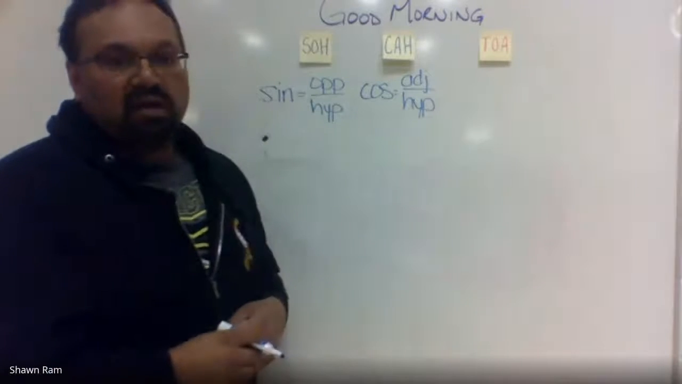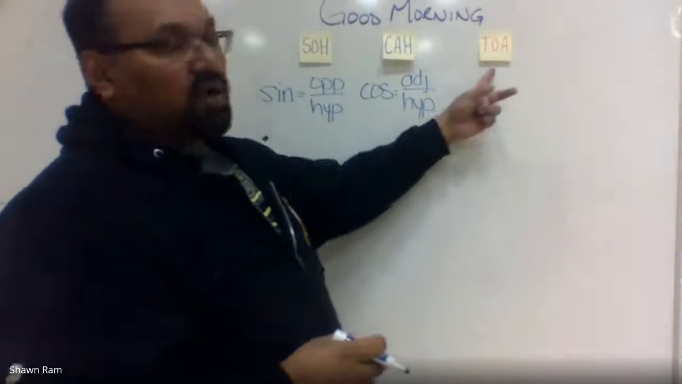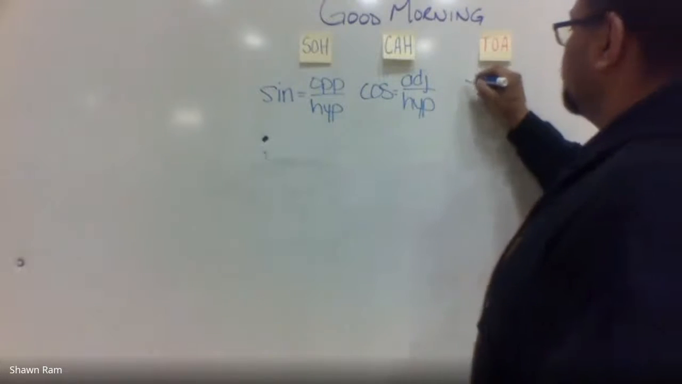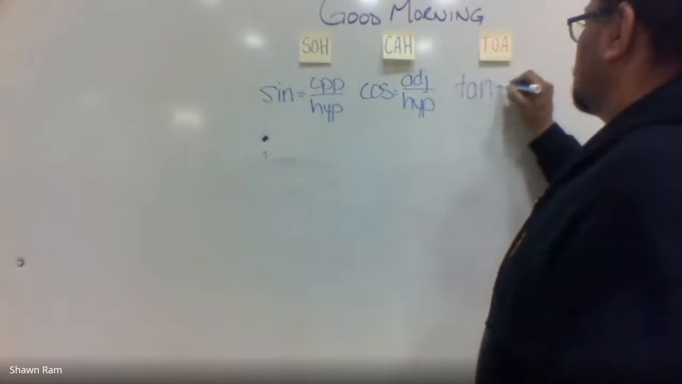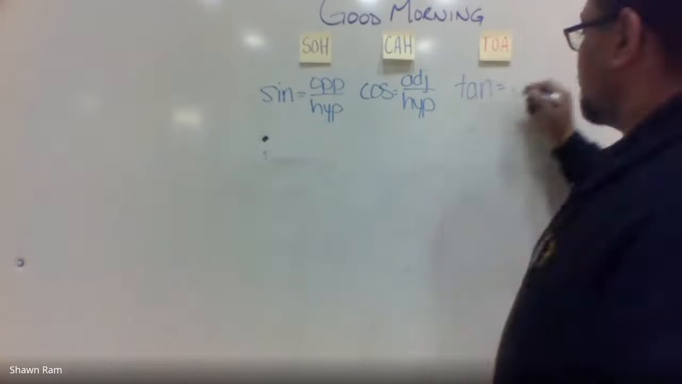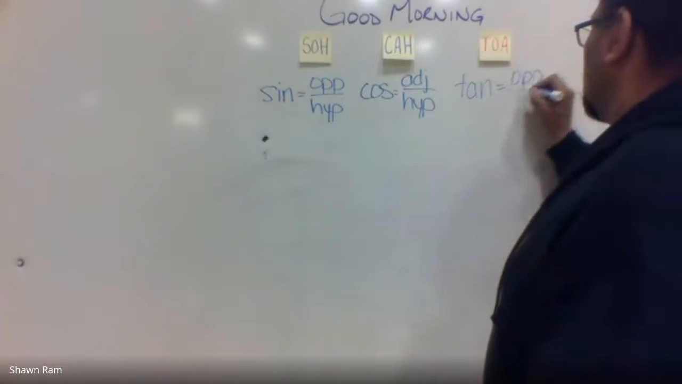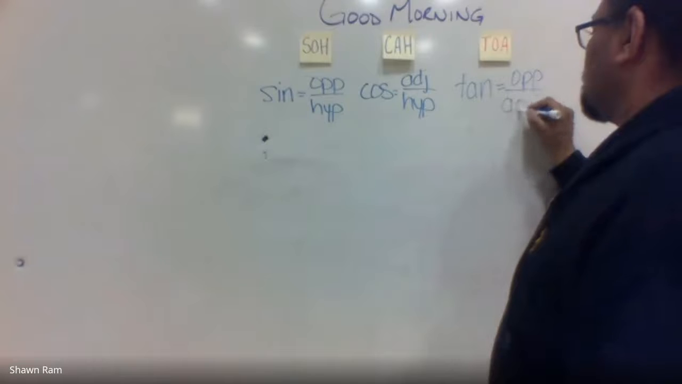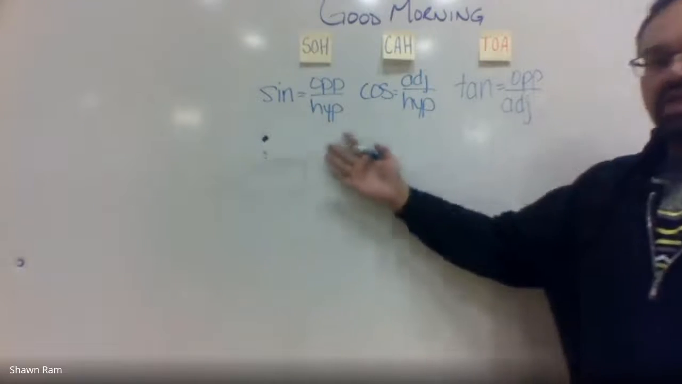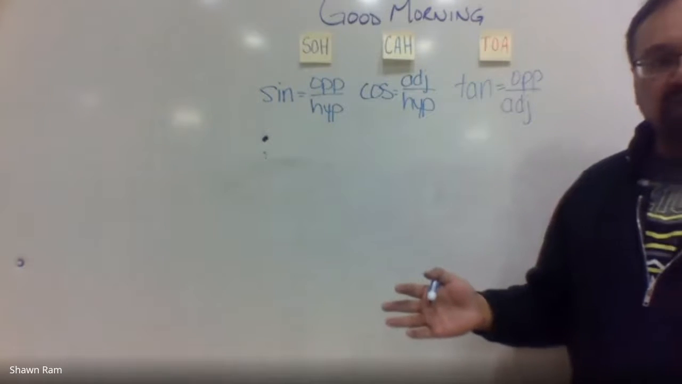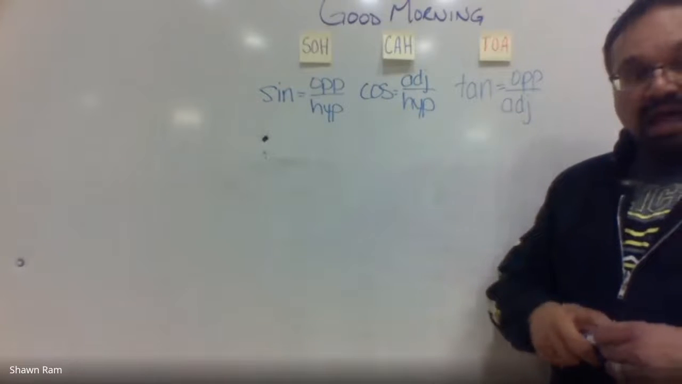Okay. Now finally, if we take a look at tangent or TOA, the T stands for tangent, the O stands for opposite, and finally, the A stands for adjacent. That's making sure that we have our formulas that we're going to be using. Now, how does this apply?